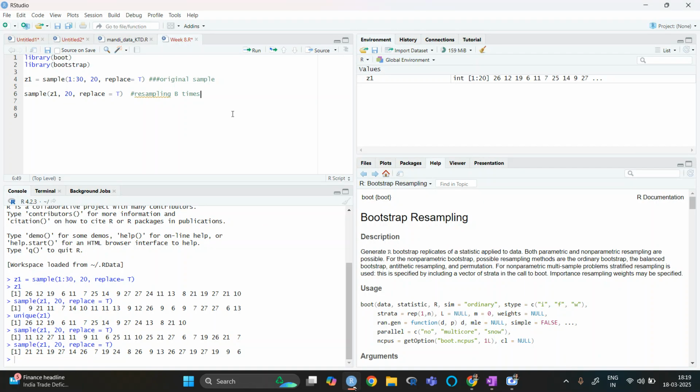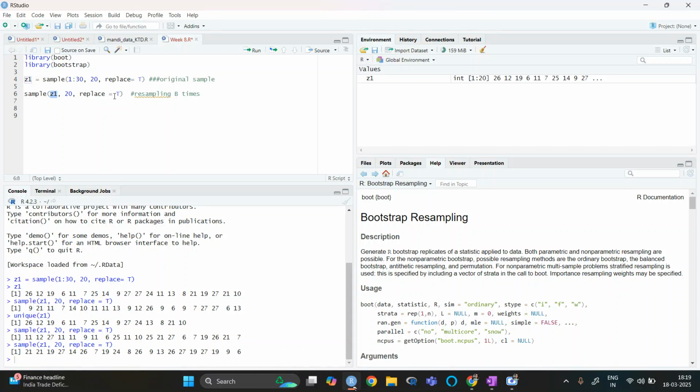As I have said, here the population is 1 to 30, and Z1 is the original sample, which I have taken only one time from the population. After that, you cannot see 1 to 30 anywhere. I have not done that again. But after that, what I will do is resample B times. So this one is a sample taken from the original sample, and it is of size 20 because Z1 initially is of size 20. So I'm taking a sample of 20.